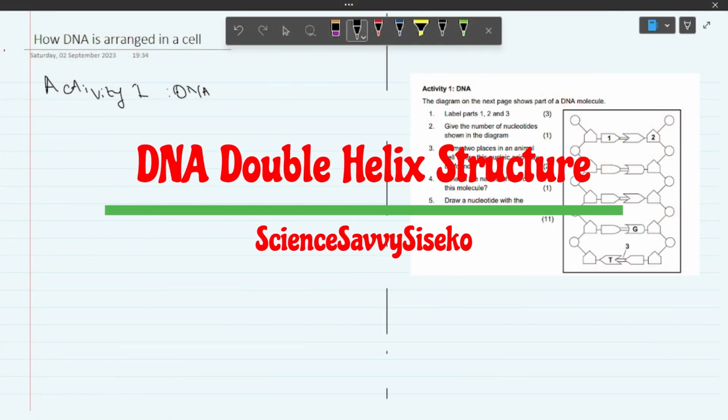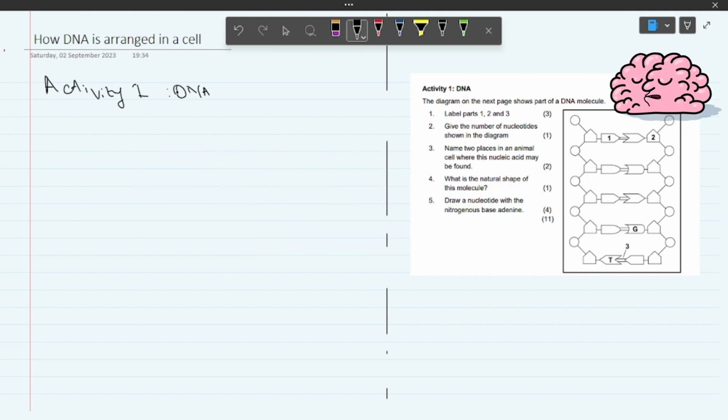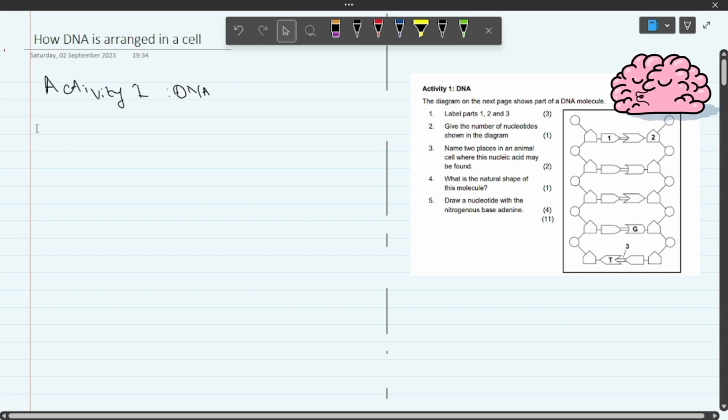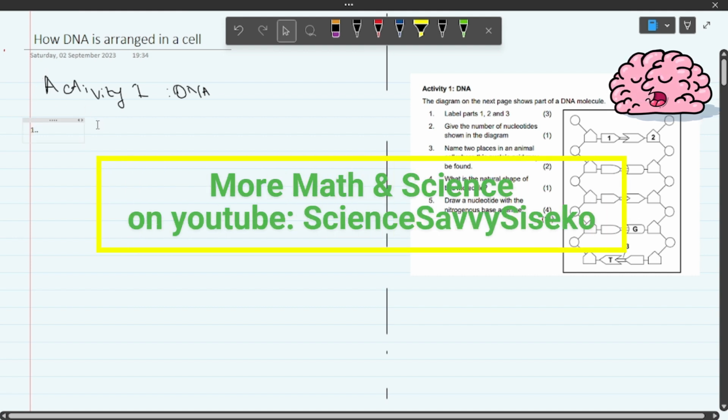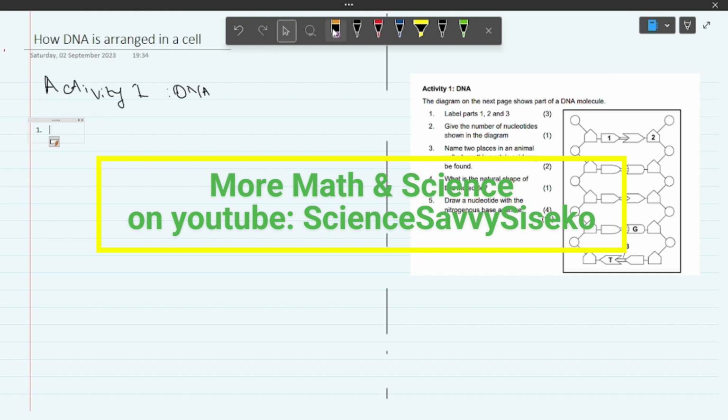So basically in this diagram we're given Activity 1: DNA. The diagram on the next page shows part of a DNA molecule, okay? And then it says label parts 1, 2 and 3. Okay, so the first question says you should label 1, 2 and 3.